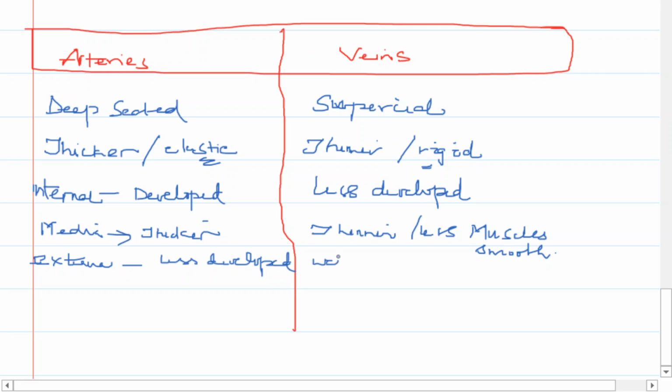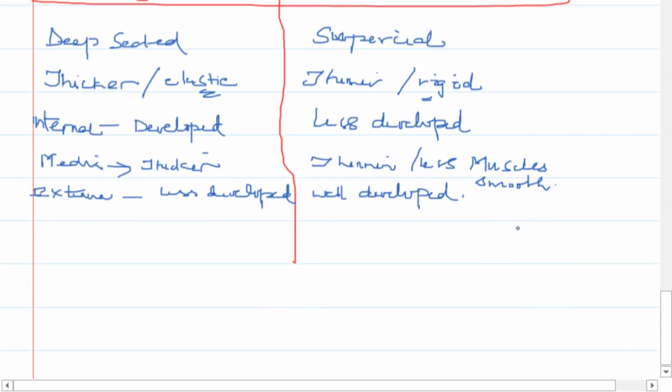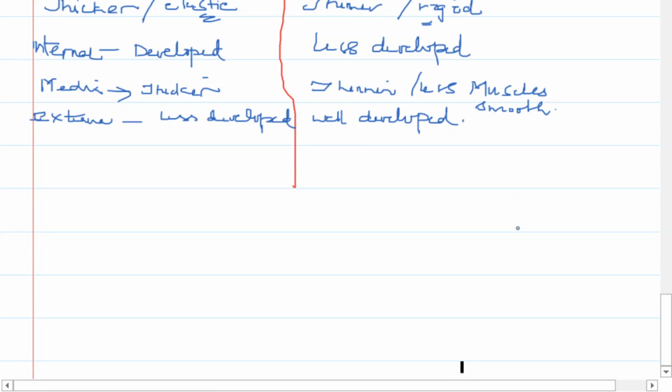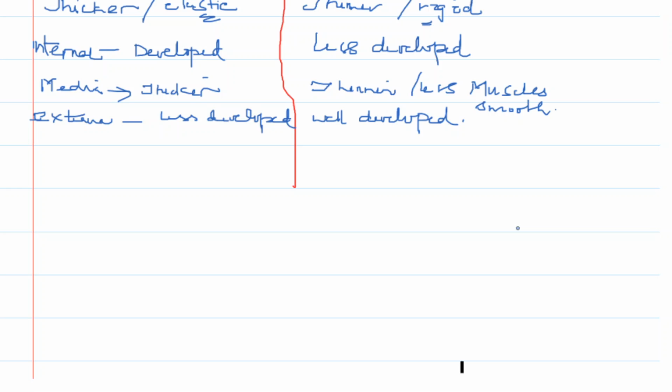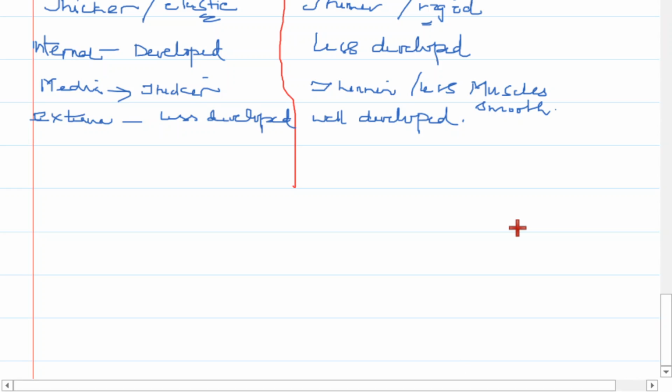But here it's well developed, or a little bit well developed in the veins when compared to arteries. So the location is, the arteries are deep seated. The veins are superficial. The arteries are thicker, so that they can take up the pressure that is coming off from the heart, and muscle layers are better developed in the arteries than in the veins.